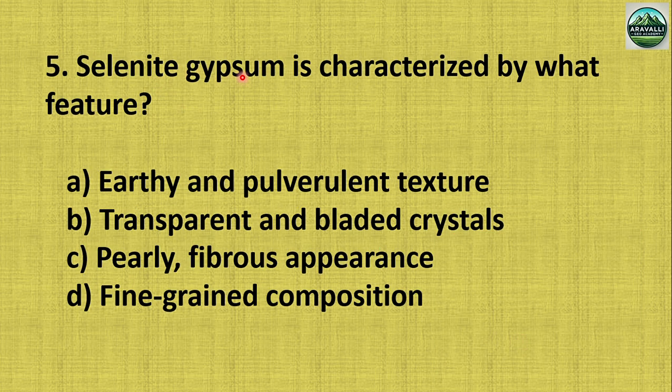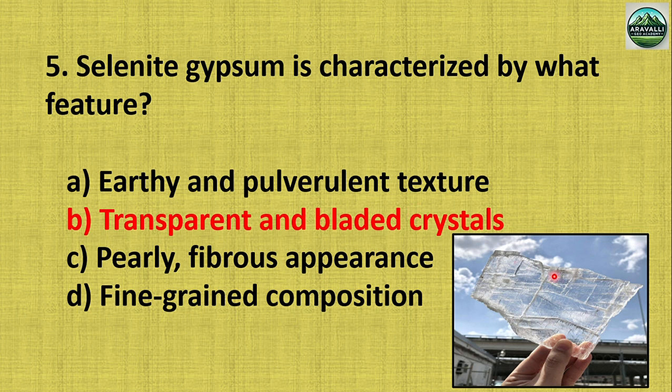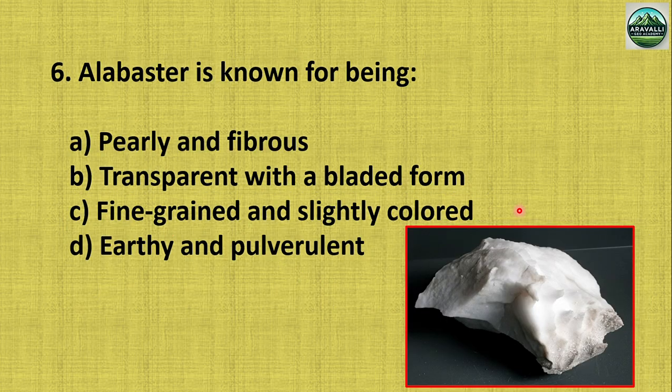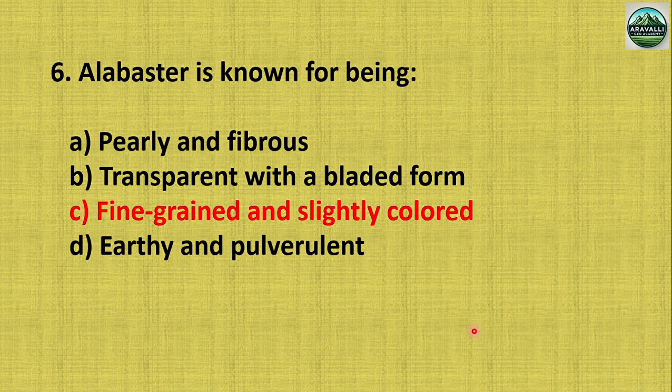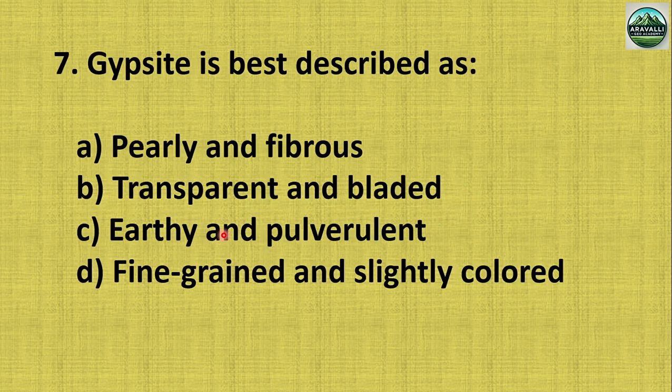Next, selenite gypsum is characterized by what feature? So selenite is the transparent variety of gypsum. See, this is the selenite, and selenite has transparent and bladed crystals. Next, alabaster is known for being, so see, this is the alabaster, and alabaster is fine grain and slightly colored. So remember, alabaster is the fine grain variety of mineral gypsum.